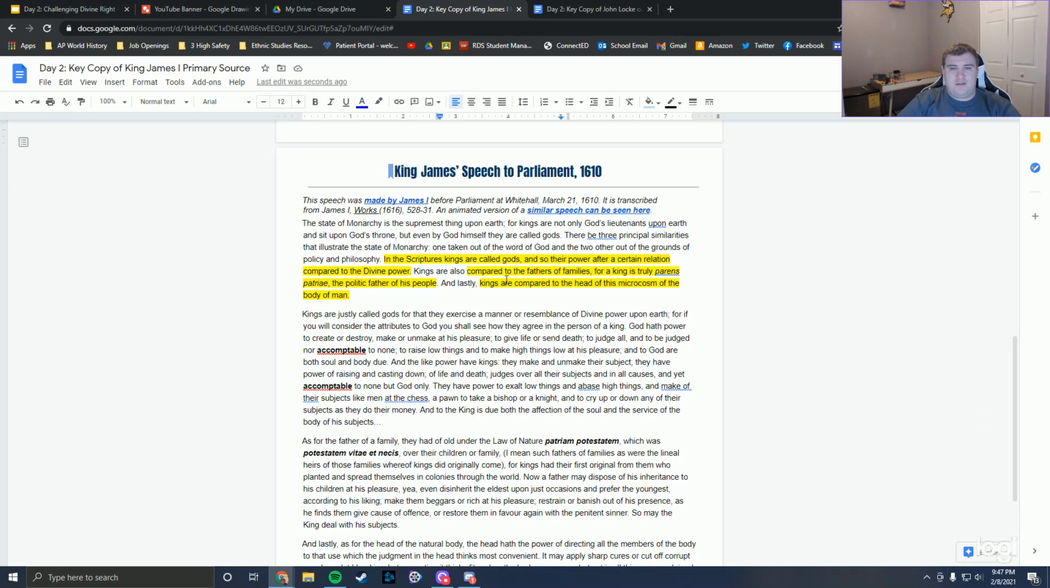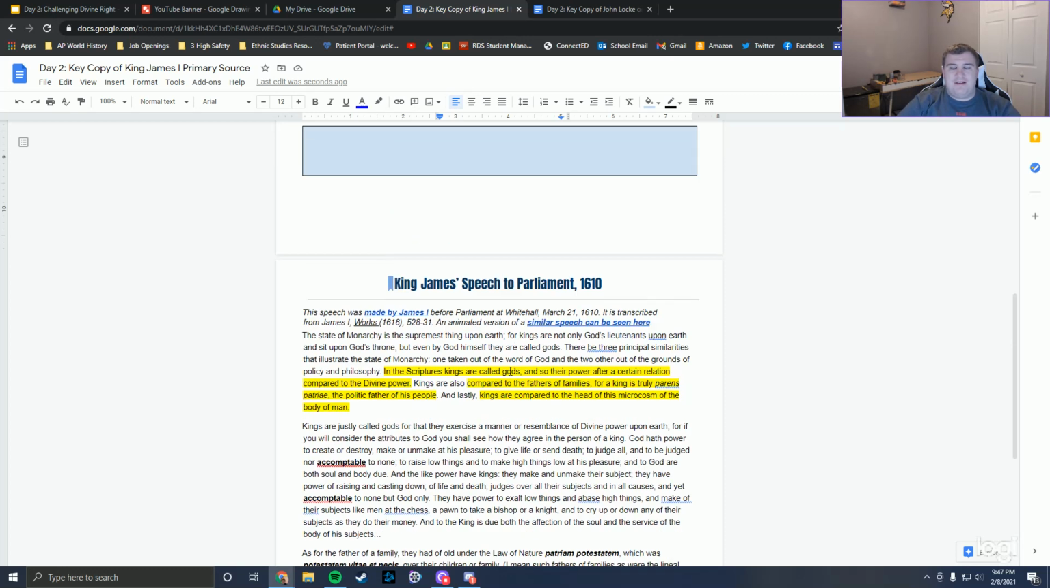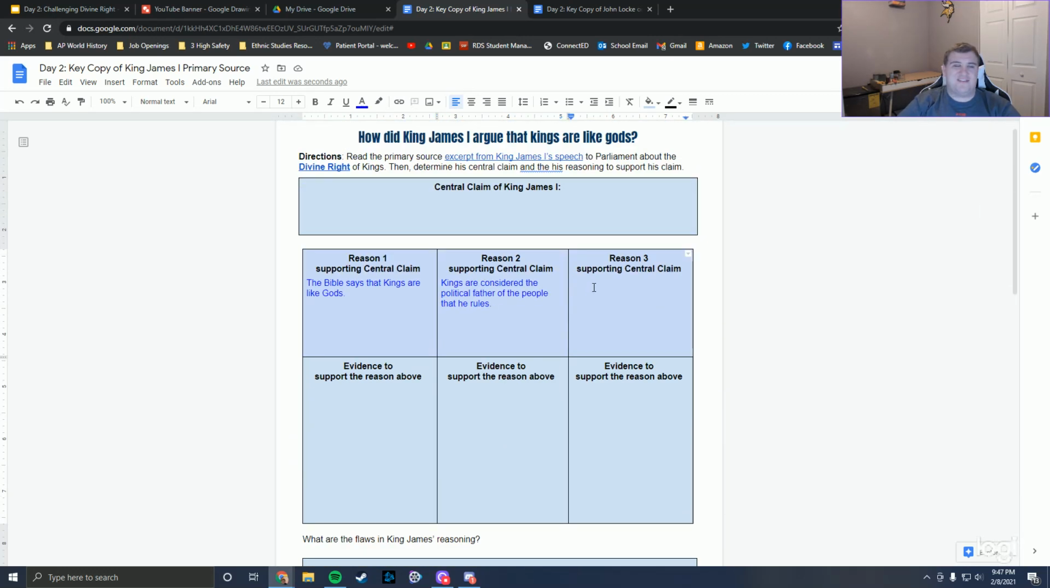Okay, so reason 3 that we see right here, where it says kings are compared to the head of a microcosm of the body of man. If you want to look into that, that basically translates to something along the lines of, kings are kind of like the head of this body that we call government, what we call society. They're the ones who do all the different mixings and all the different ways of doing things, I guess. They're the decision makers and everything along those lines. So we're going to put that as kings are like the head of the body of man, aka the political people. Okay, so there is that.